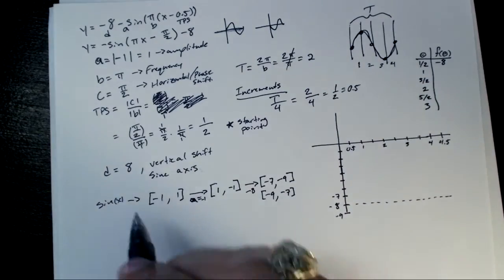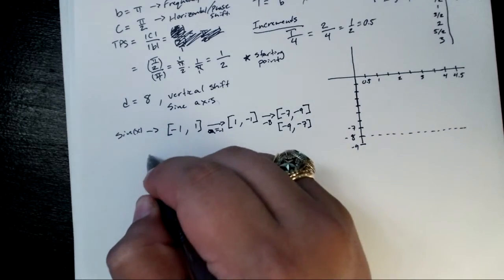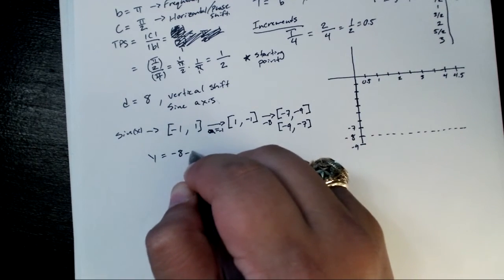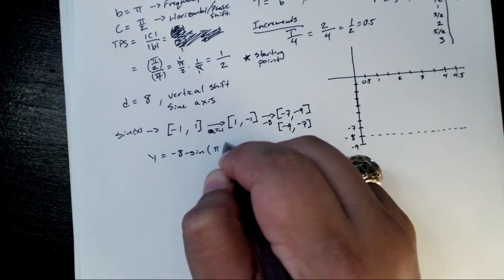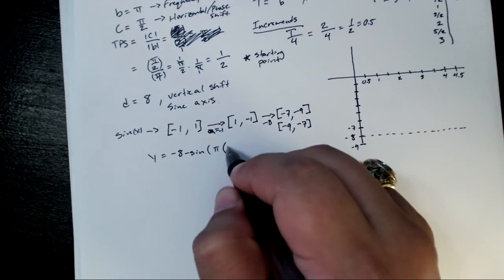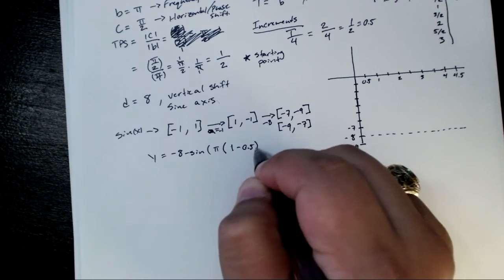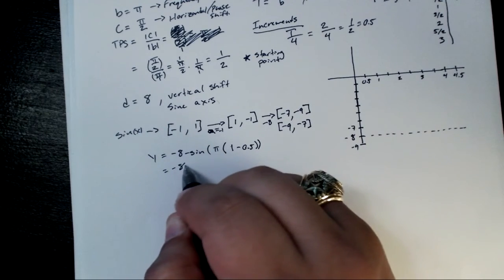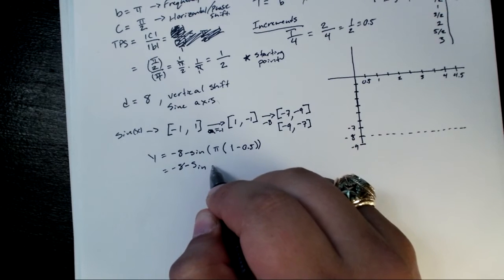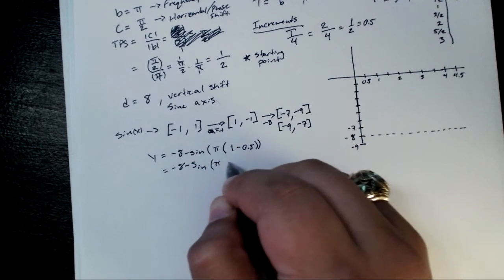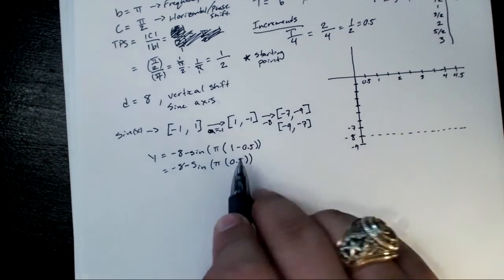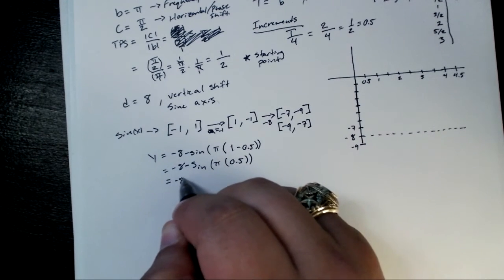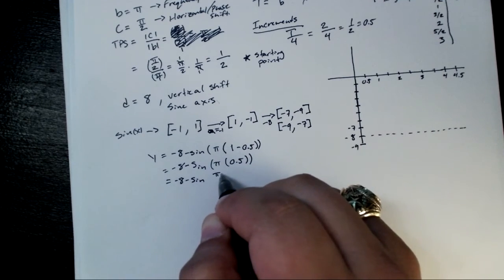So let's write out the equation using 1. We have y equals negative 8 minus sine of pi times x. In this case we said x was 1, so 1 minus 0.5. 1 minus 1/2 is going to be 1/2. So that's negative 8 minus sine of pi times 0.5. And we said earlier that 0.5 or 1/2 times pi is the same thing as pi over 2. So negative 8 minus sine of pi over 2.